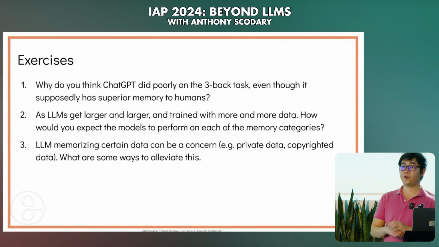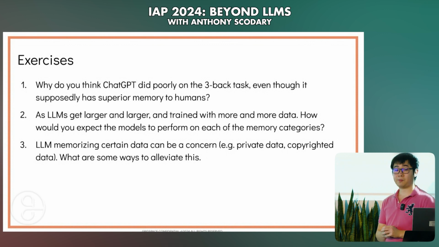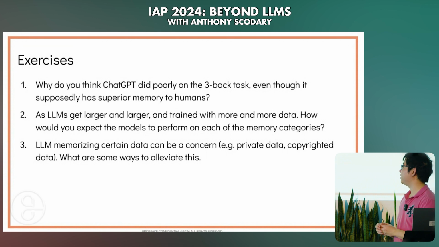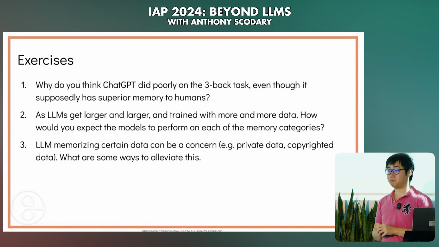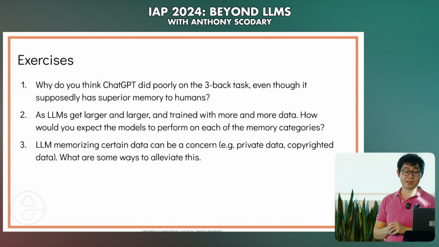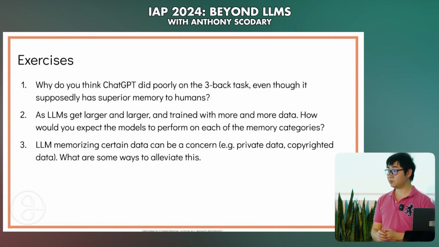All right then, for this week I have three questions. One, which I discussed earlier, is why ChatGPT was doing poorly on the 3-back task, even though it's supposed to have superior, in big quotes, memory to humans. Second, as LLMs get larger and are trained with more and more data, how would you expect the models to perform on each of the memory categories?